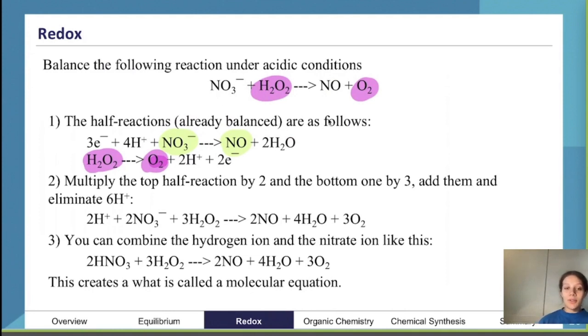And then we can also combine the hydrogen ion and the nitrate ion. I wouldn't be too fussed about that in terms of an exam, but that's if we wanted to write it as an actual molecular equation where we don't have ions just floating around. They would usually bind together.